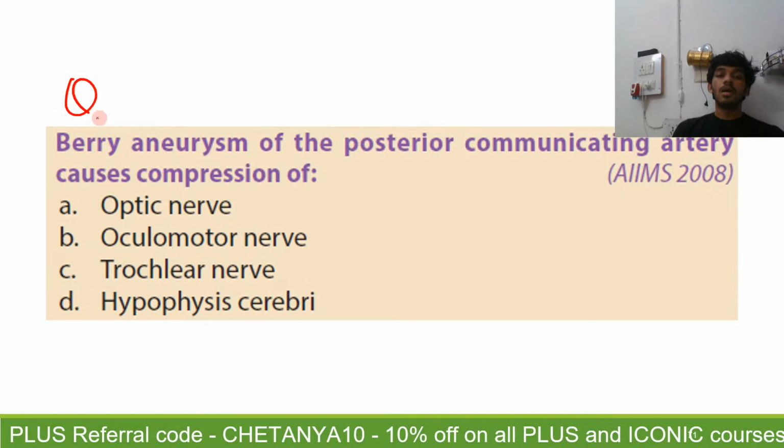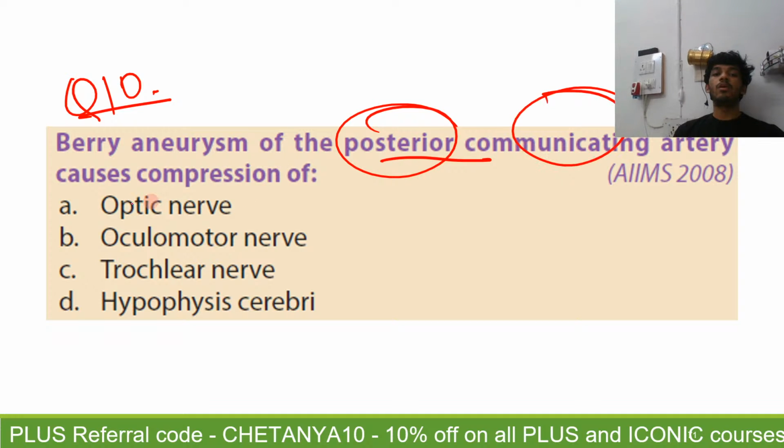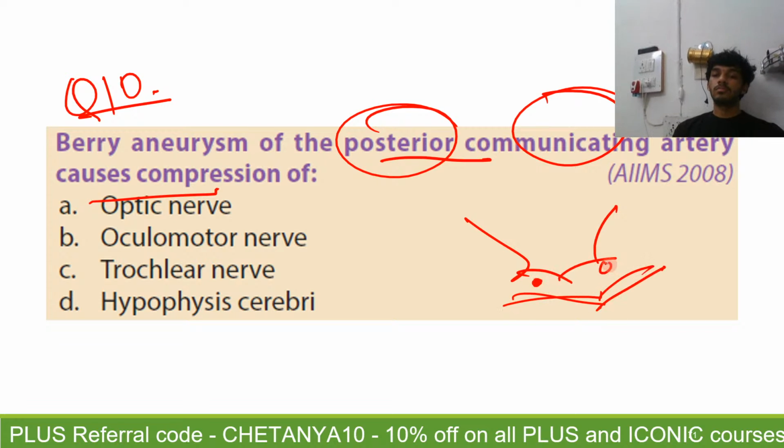Question number 10. Aneurysm of the posterior communicating artery may cause compression of which nerve? Posterior communicating artery, this is your cerebellar artery. I hope you can make out the structures here.